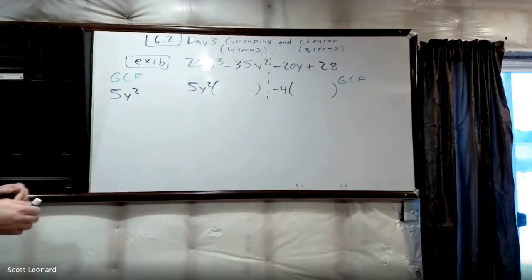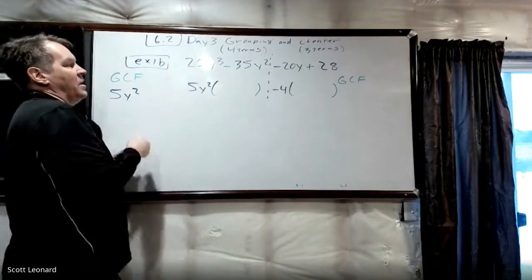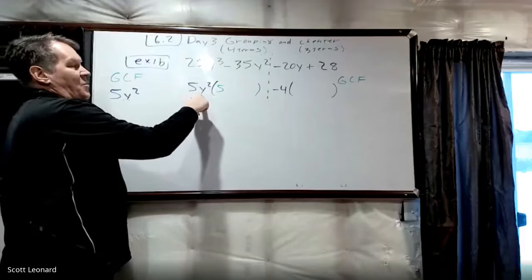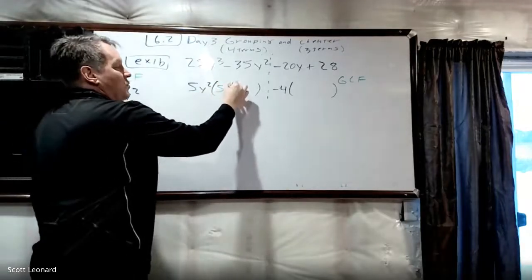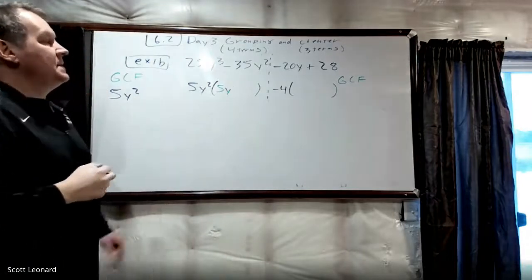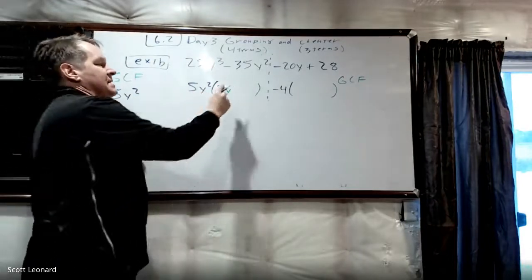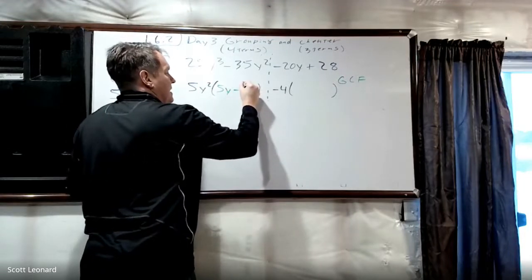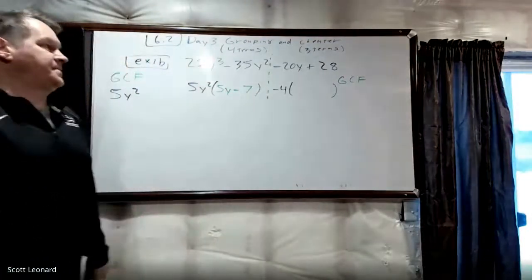So as I go to do this one, 5 times what will give me 25? We got y. Just like the last one, y squared times y to the first. 2 plus 1 adds up to 3. This time we have a minus 7 instead of, I think we had a 4 last time. We get 7 right here.